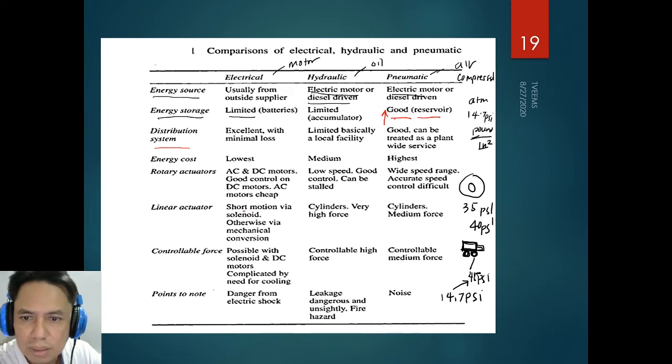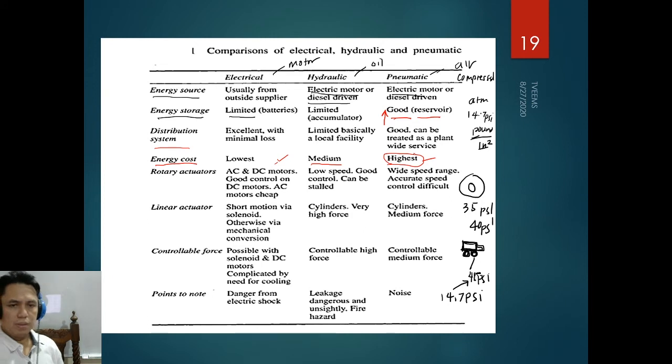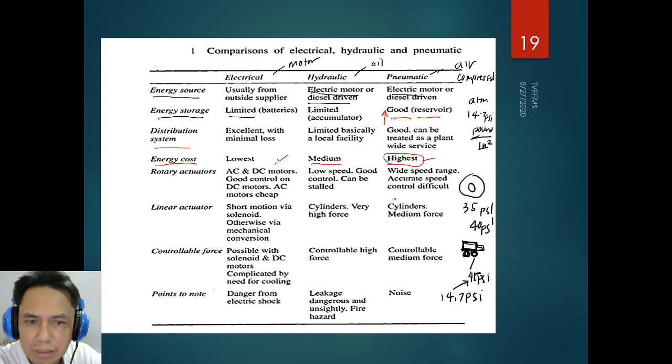Now we go to the other interesting criterion: energy cost. Which among the three has the lowest cost for electric bills, and which has the highest? The lowest is the electrical, because electrical is most efficient in distributing energy. Hydraulic is medium, and pneumatic has the highest consumption, or highest energy cost.